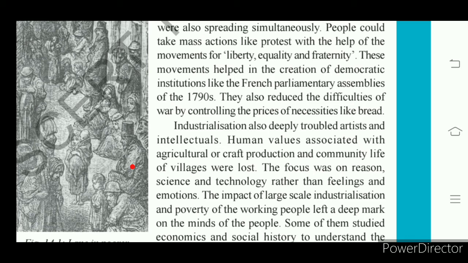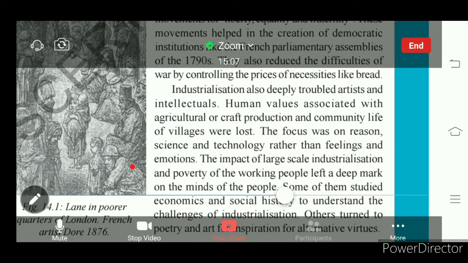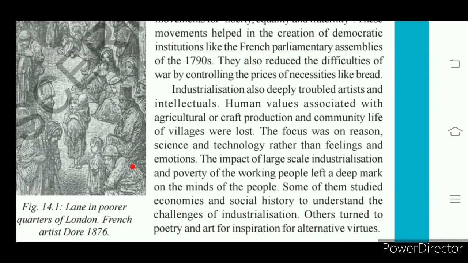So this industrialization, which started in Europe, also troubled the intellectuals and artists. Human values were disappearing from society. In agriculture, where people worked collectively, there was cooperation and rest, there was dignity to the work of the workers, and there was humanity in the agriculture field. When one was suffering with a health problem, that work was undertaken by another worker. Understand? During sickness, agriculture workers were given time to recover. So there was humanity in agriculture.